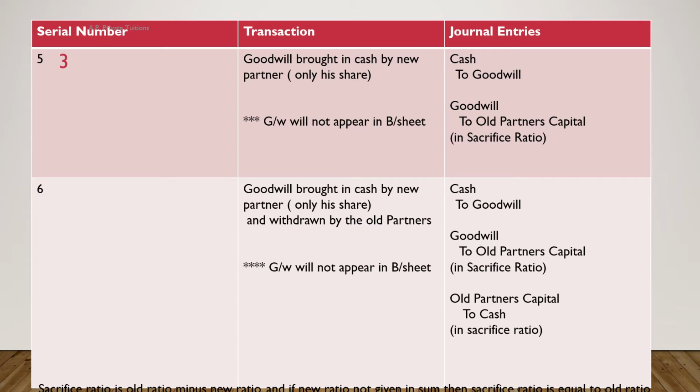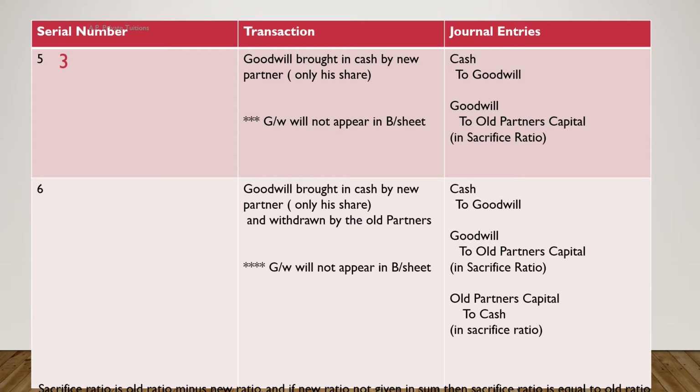Sometimes what happens, they say in the sum, goodwill is brought in cash by the new partner, then it is withdrawn by the old partners. So when goodwill is brought in cash, two entries are the same: cash to goodwill, goodwill to old partners. And when the old partners withdraw the money, money goes out of the business. So the entry is old partners' capital to cash. That is the extra entry we make in the sixth transaction, apart from goodwill brought in cash.